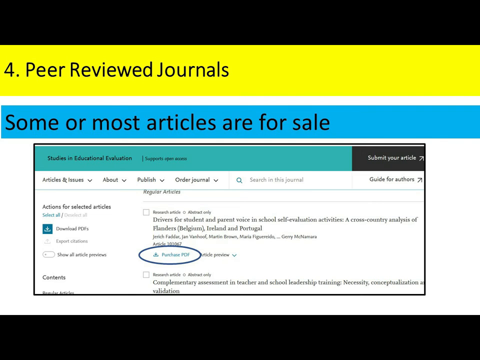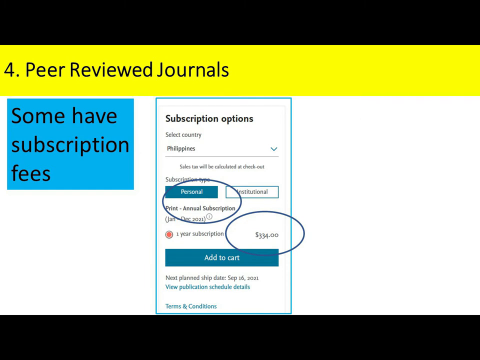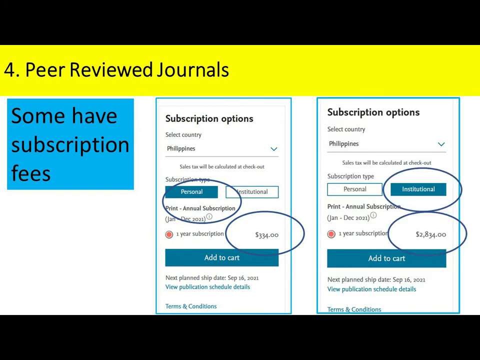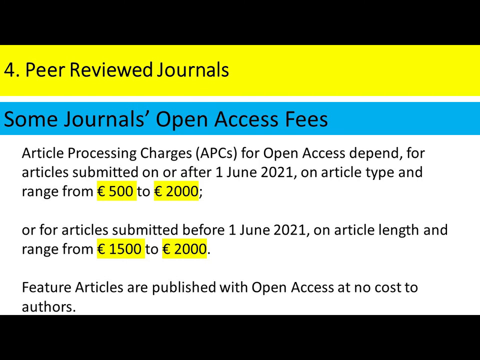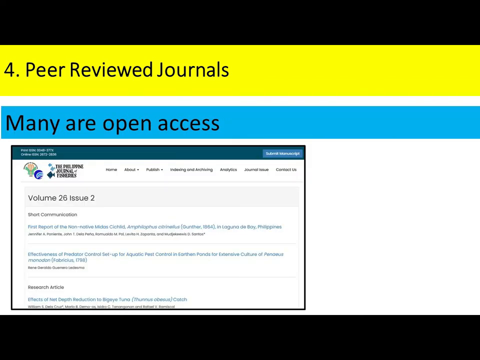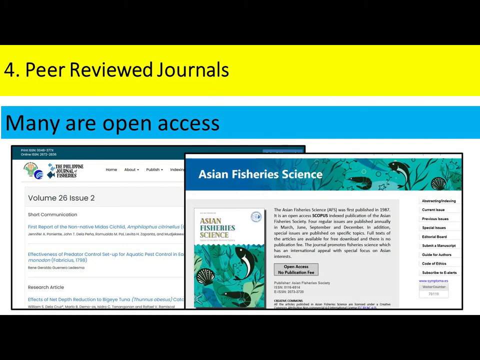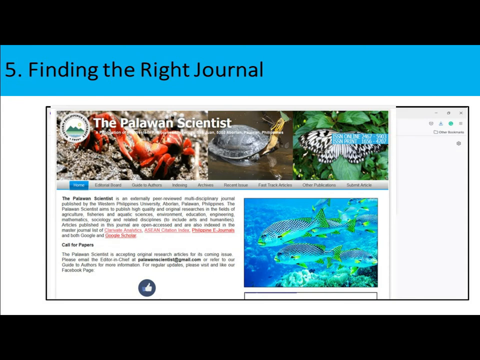In many peer-reviewed journals, downloading of an article would require payment for researchers affiliated to institutions which do not subscribe to these journals. In some journals, authors can make their papers open access by paying a certain amount of up to 2,000 euros for this particular journal. However, again, as I mentioned earlier, this payment is usually shouldered by the funding institutions. In spite of that, many peer-reviewed journals are open access, just like the Philippine Journal of Fisheries and the Asian Fisheries Science Journal.